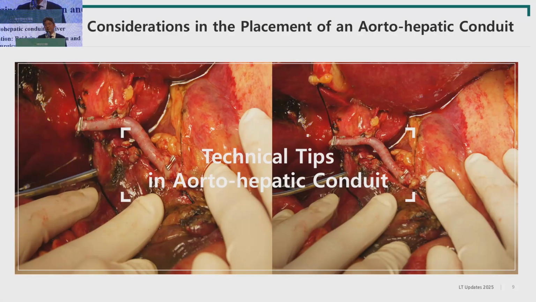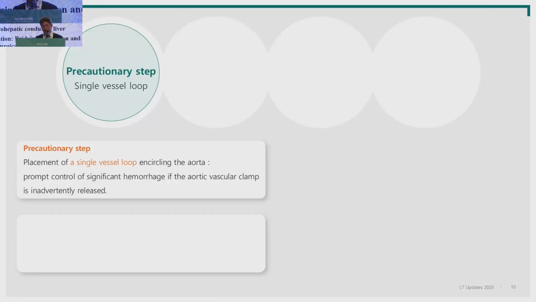There are several important technical considerations when placing an aortohepatic conduit in liver transplantation. Although these technical tips are fundamental concepts in vascular anastomosis, the following highlight key steps that can help optimize surgical outcomes and reduce the risk of complications.